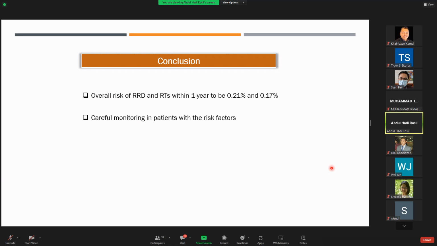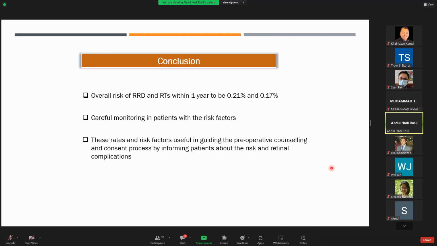We need to do careful monitoring post-operatively, especially the ones with risk factors such as lattice, high myopia, or patients who previously had a mature or dense cataract, or patients with intraoperative complications. All right. So knowing the incidence rates and risk factors is useful to guide us in giving the pre-operative counseling. We need to inform the patient about the risk of retinal complications.